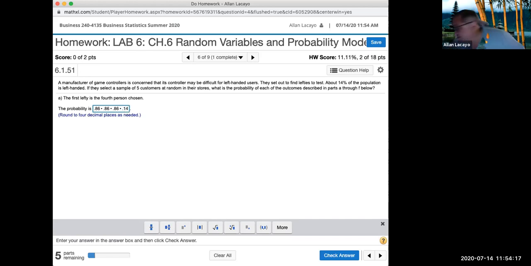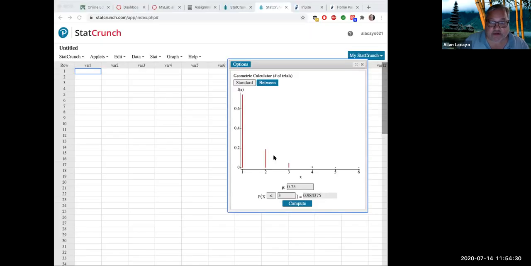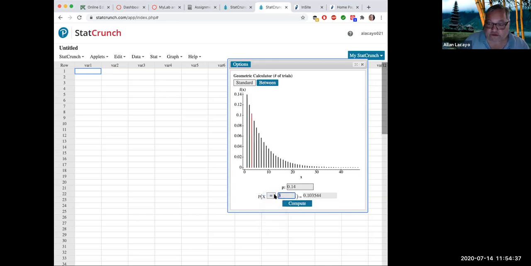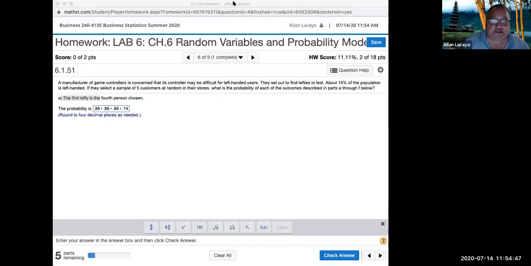But rather than do the arithmetic of this in this fashion, what we're going to do is remember that anything about a first lefty is a geometric question. So we're going to go back to our geometric model. We're going to set the probability of a lefty occurring being 0.14, and the chance that the first lefty is the 4th person is 0.089. And that means that our answer to our homework question here is 0.089.